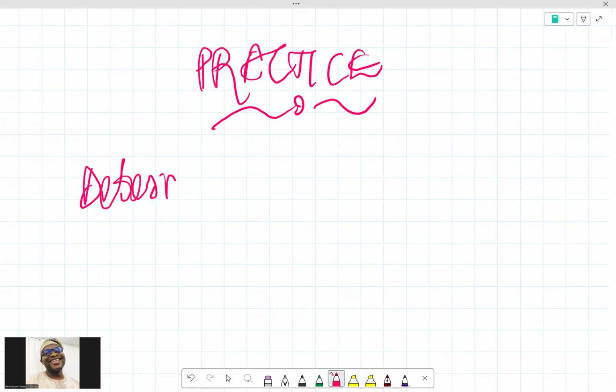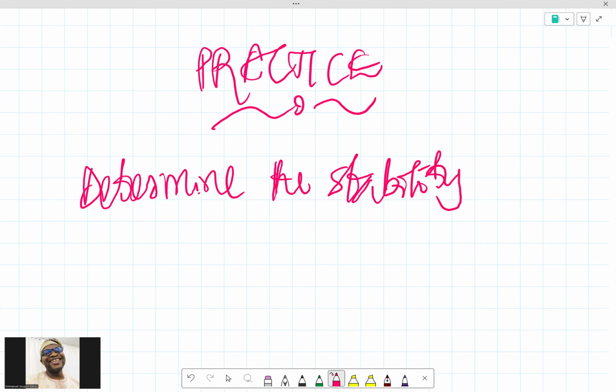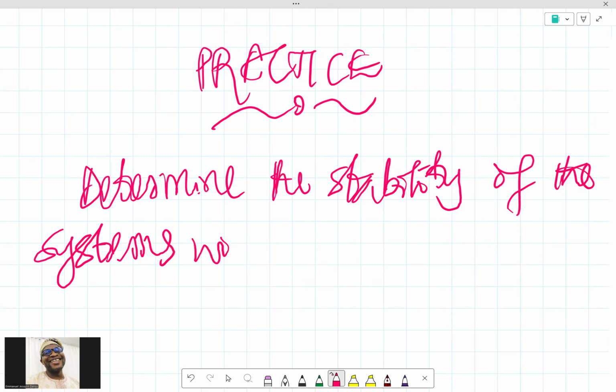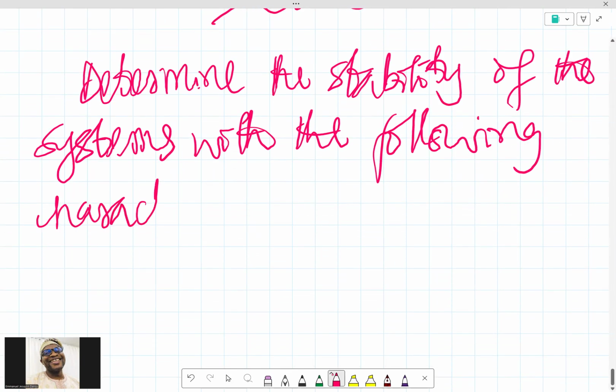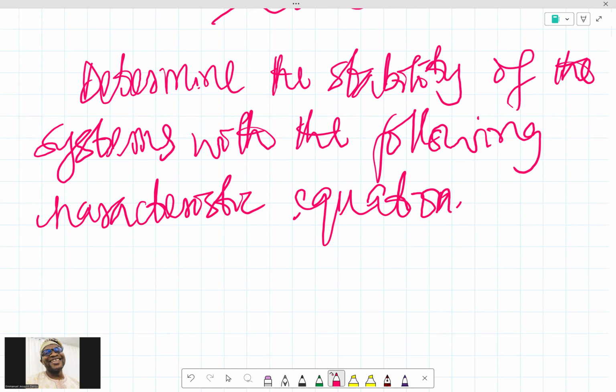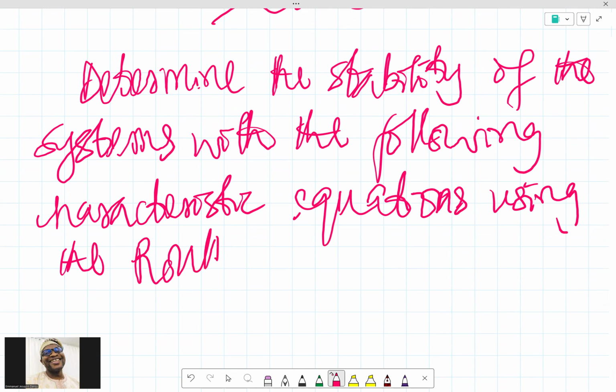Determine the stability of the systems with the following characteristic equations using the Routh-Hurwitz criterion.